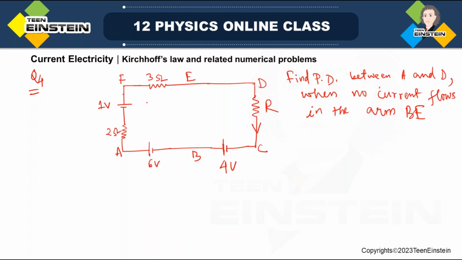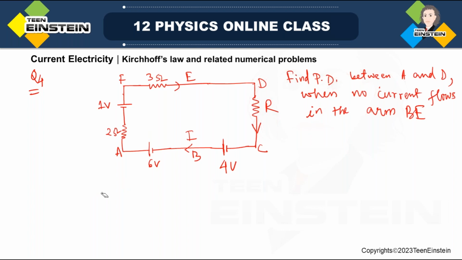let us do it arbitrarily. So let us say the current is flowing this way, some current I is flowing in the circuit. Okay, so this will be 2I. But one problem is there. In this case, this capital R is not given. That is the problem. Okay, that's why we cannot do it in the as usual manner.